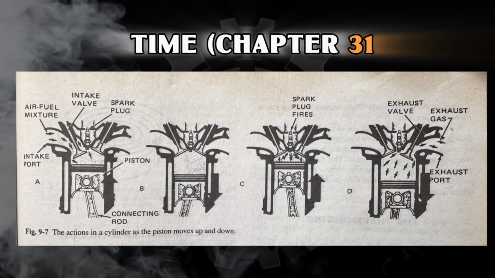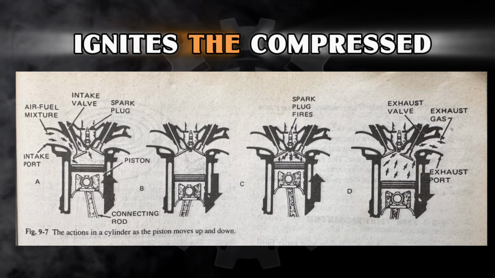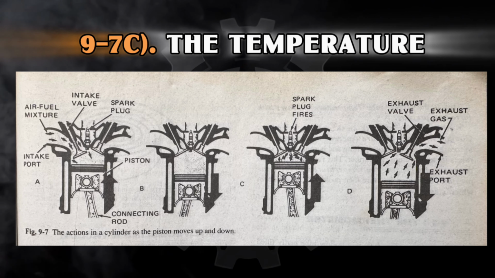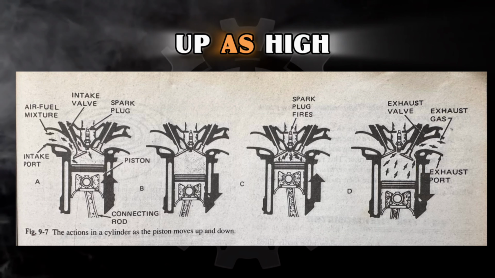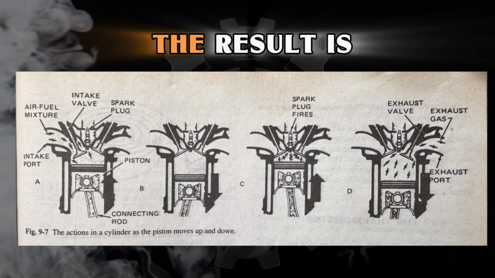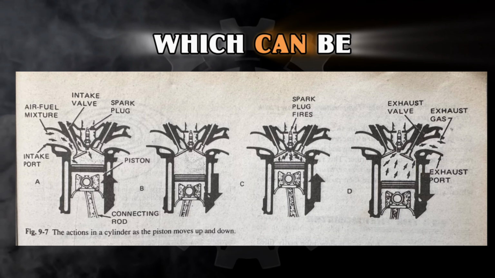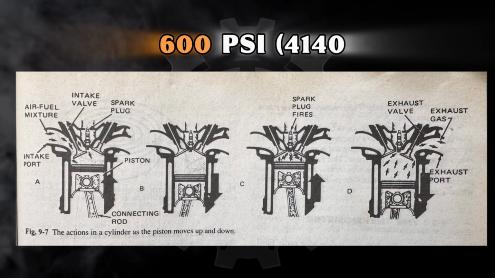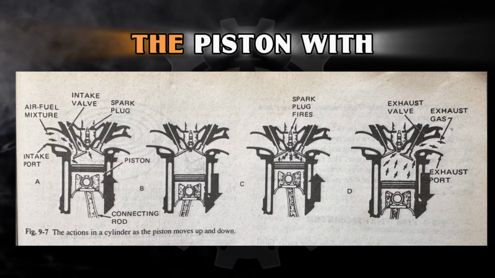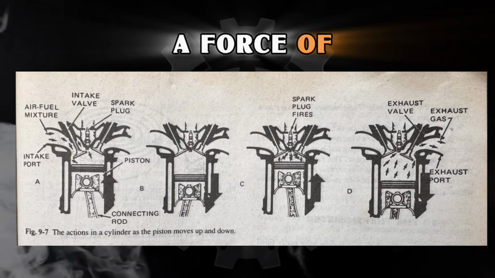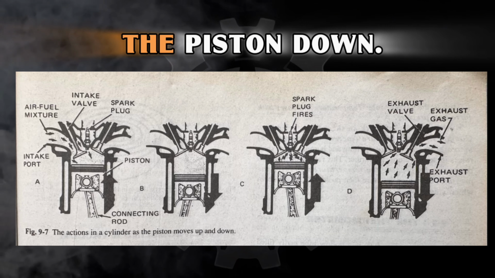Chapters 31 and 32. The spark sets fire to or ignites the compressed air-fuel mixture. Figure 9-7c. The temperature of the burning air-fuel mixture goes up as high as 6,000 degrees, 3,300 degrees C. The result is a high pressure in the cylinder, which can be as much as 600 psi, 4,140 kPa. The pressure pushes down on the piston with a force of up to 4,000 pounds, 17,792 newtons, N. This pushes the piston down.